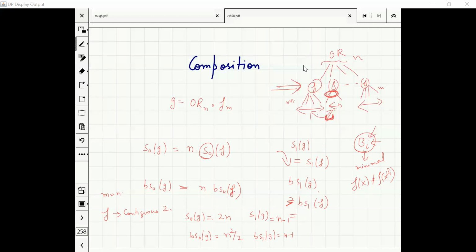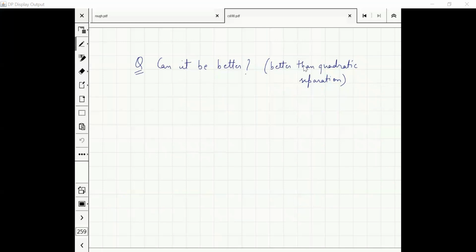So for F equal to OR times C2, let's say this is the function. I'm just introducing a new name: contiguous 2 block, or 2 ones. I'm calling that function C2. And if the additive was equal, then sensitivity of F was theta n, and block sensitivity of F was theta n square. So block sensitivity was quadratically bigger than sensitivity.